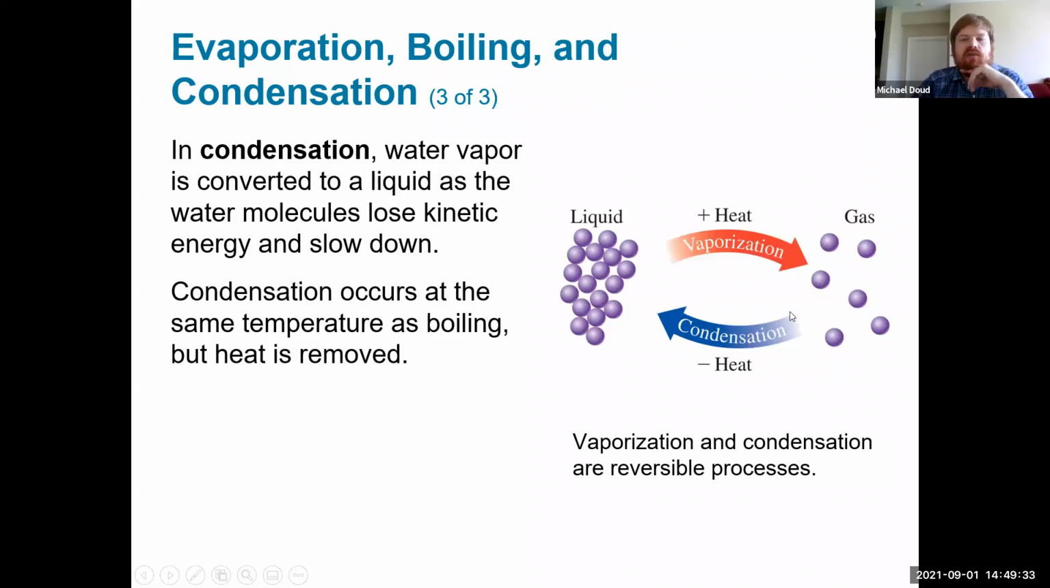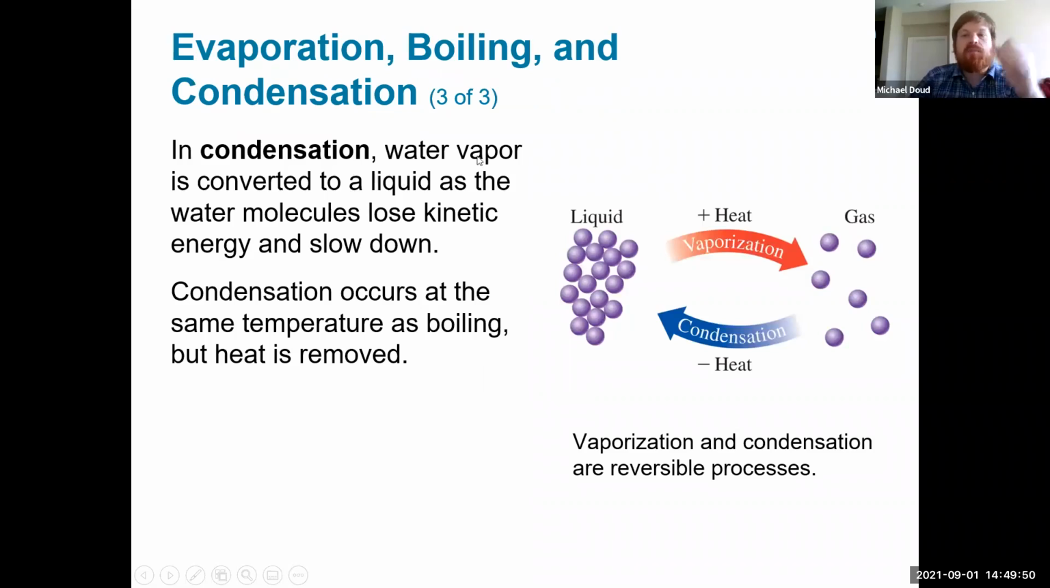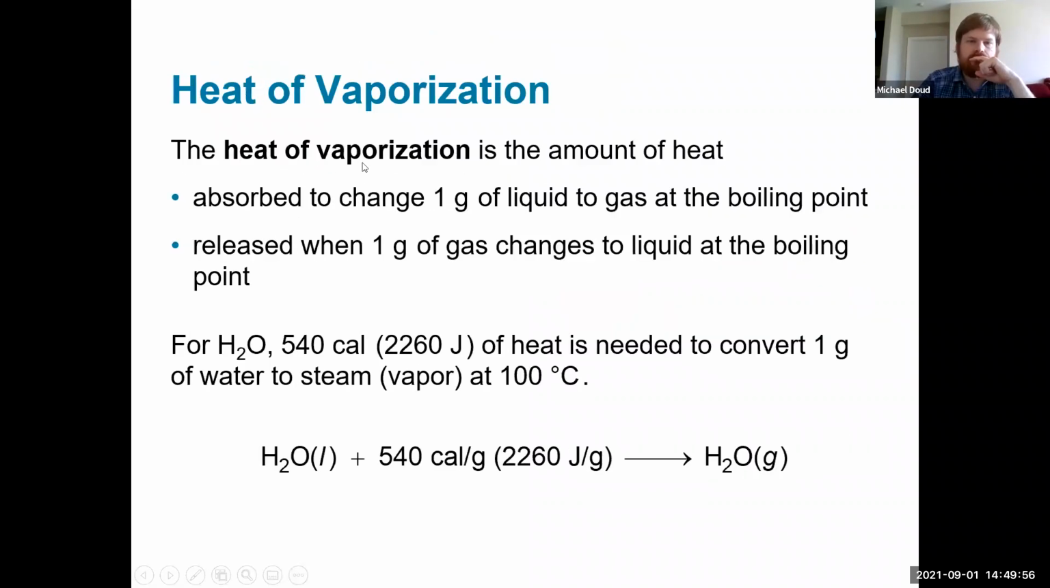Now, condensation itself, that's an example that I told you already. But when we talk about this process here, we're going to think about it occurring at the boiling point of water. And basically, it is just like you have this water vapor moving very fast. It's cooled down enough that it loses the kinetic energy, turns into a liquid. Okay, so that brings up our heat of vaporization.